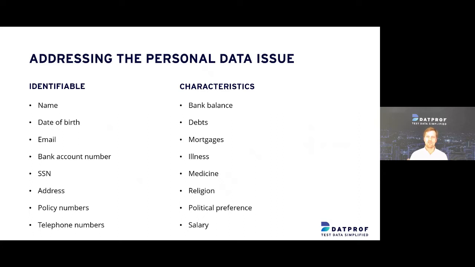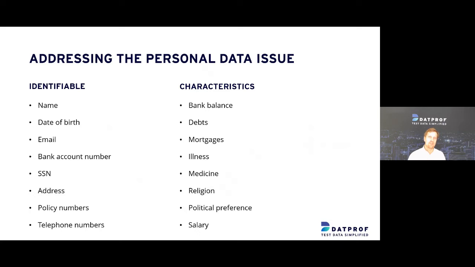Roughly, we see two different types of personal data that's stored inside a database. We call it identifiable data or characteristical data. Identifiable data is like name, date of birth, whatever is listed below identifiable. What's interesting about identifiable data is that in most cases it directly, or rather directly, leads you to one or a small list of customers or individuals that you can find based upon the identifiable data.